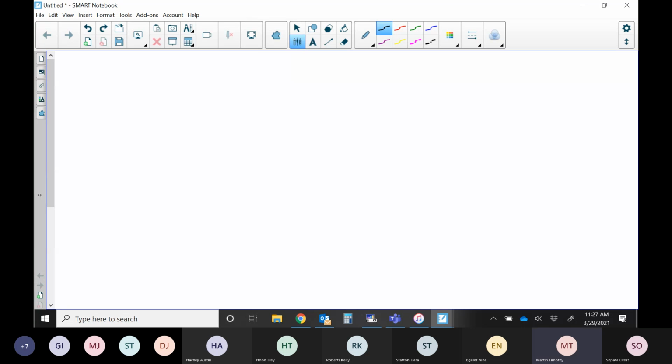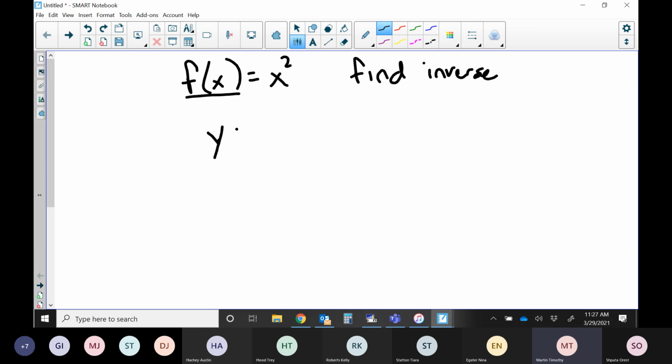So if I gave you f of x equals x squared, and I asked you to find the inverse, all you do is you first change this to y, because we're not sure that the inverse of it is going to be a function or not. Just this is a fancy way of writing y, but it tells the person that it's a function. We're not sure if this new thing when we invert it is going to be a function, so we're going to change it to y. Plus it's a little easier to work with a y than f of x. That kind of looks confusing.